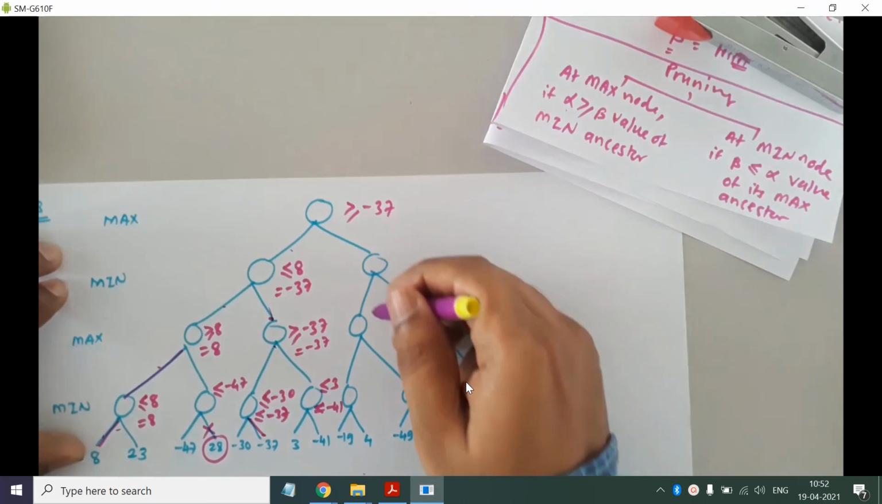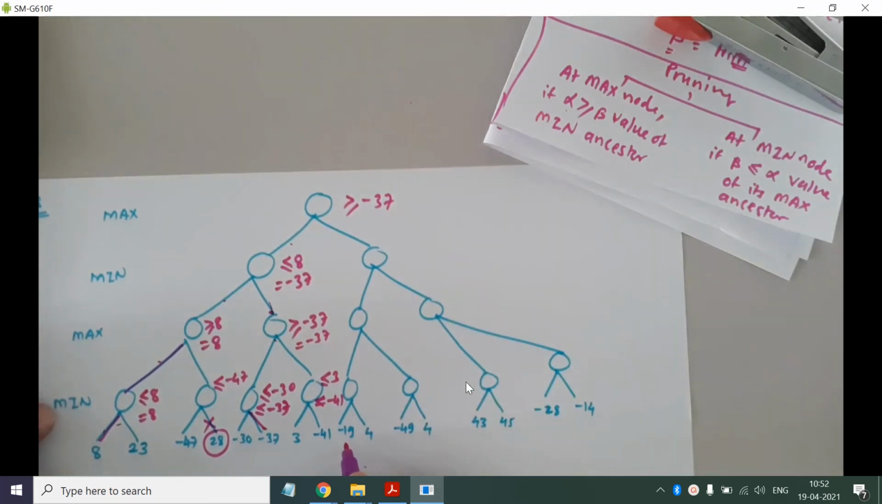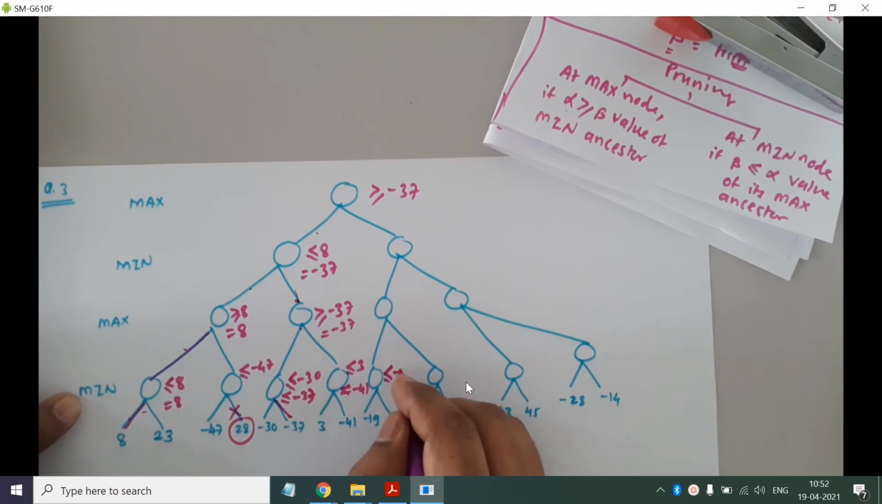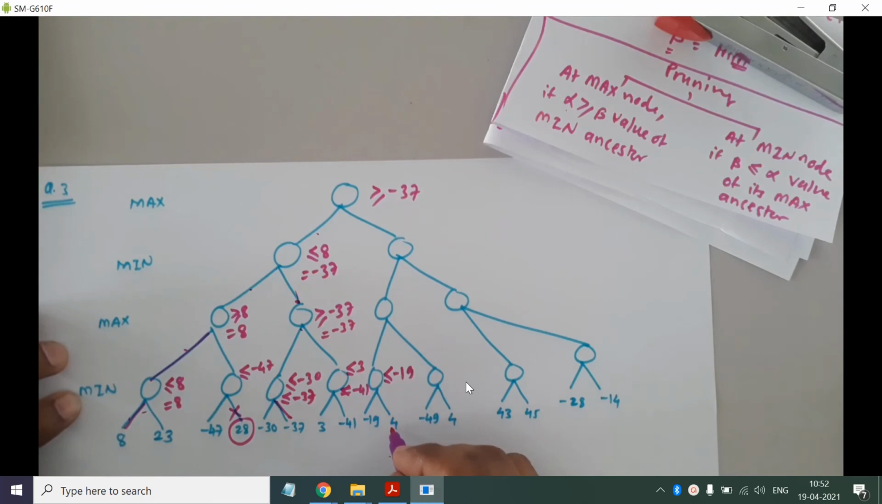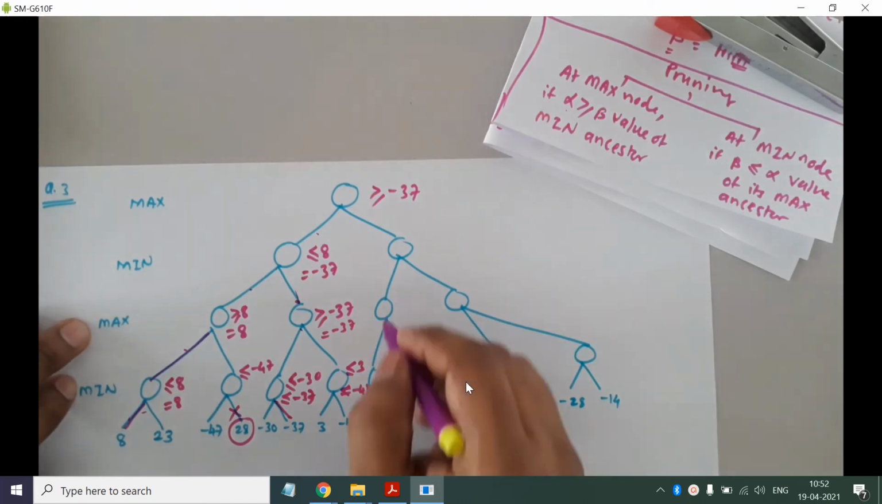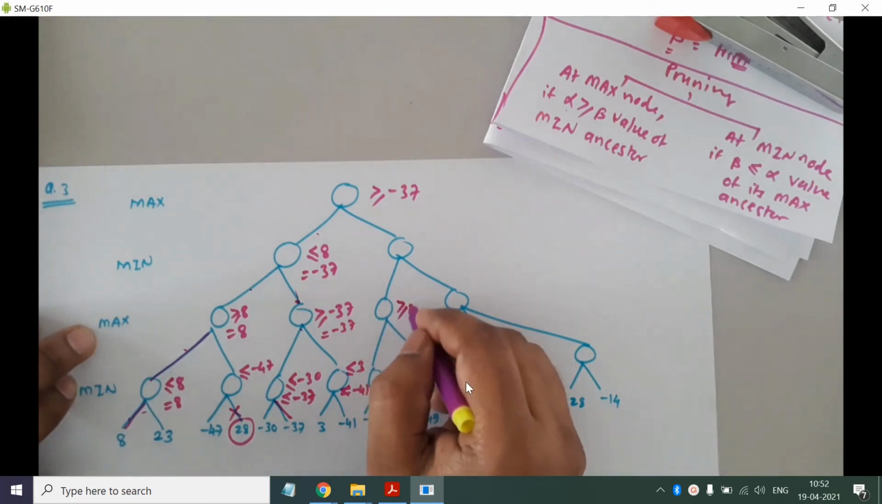So we'll come here, then here we have minus 19. We have a min node, so he is expecting a value lesser than 19. Then we have 4. So the final value of beta will be minus 19. We'll come to the higher level. Max is expecting a value greater than 19.